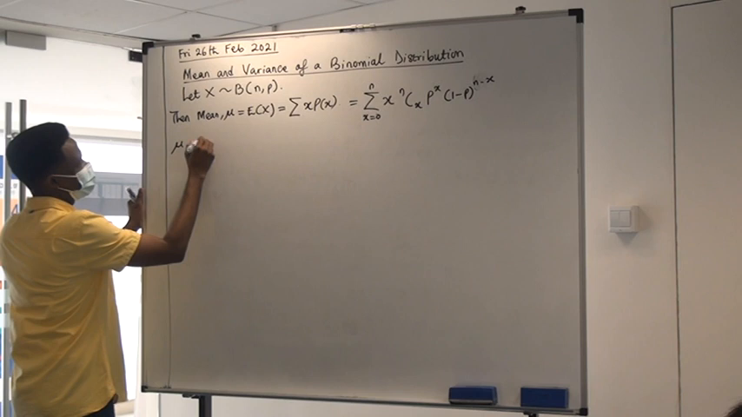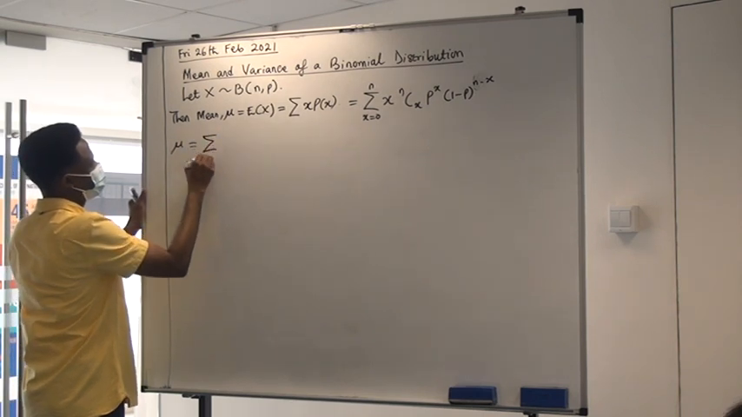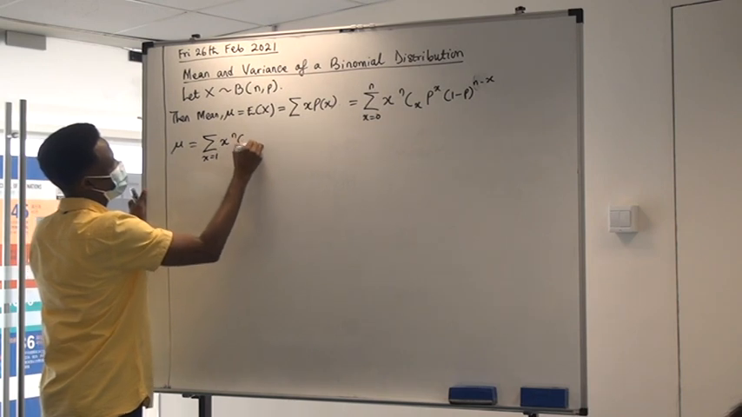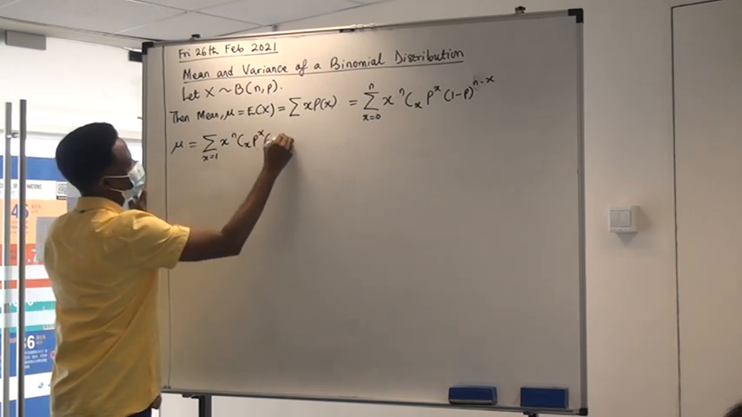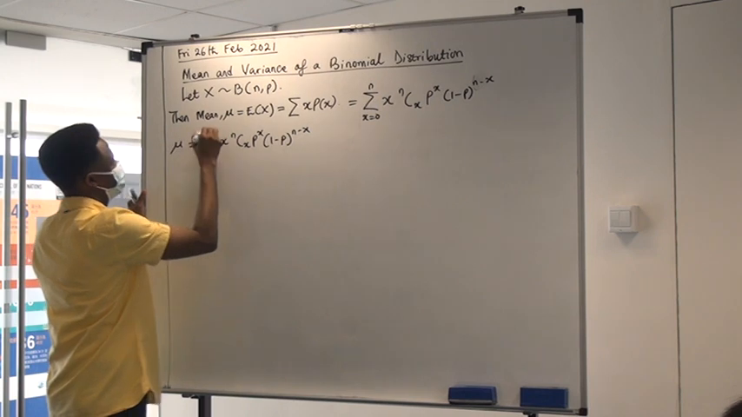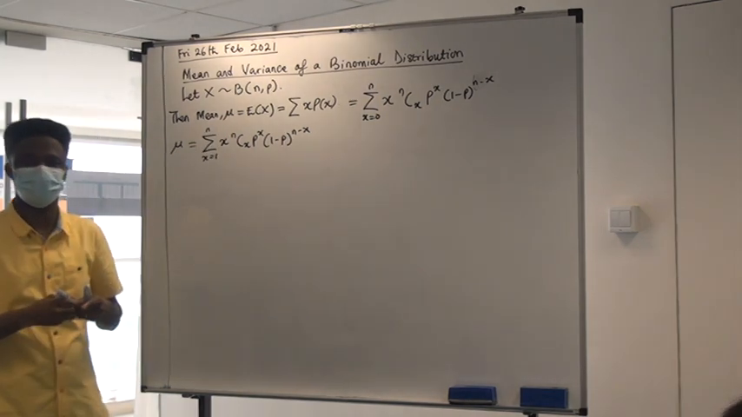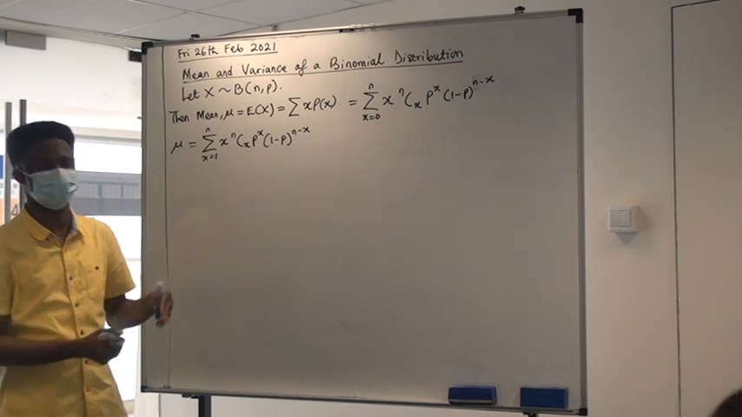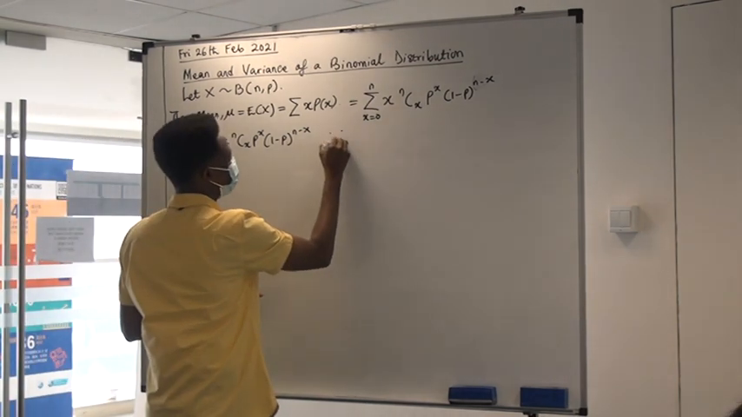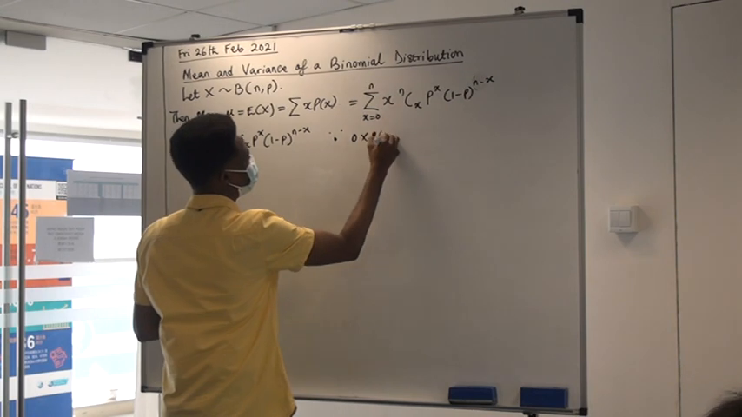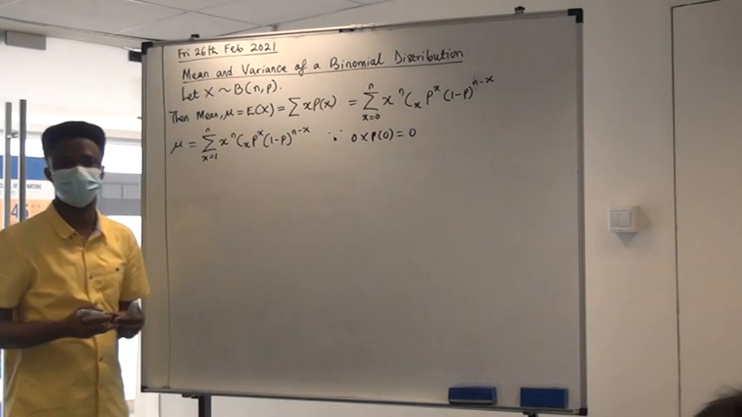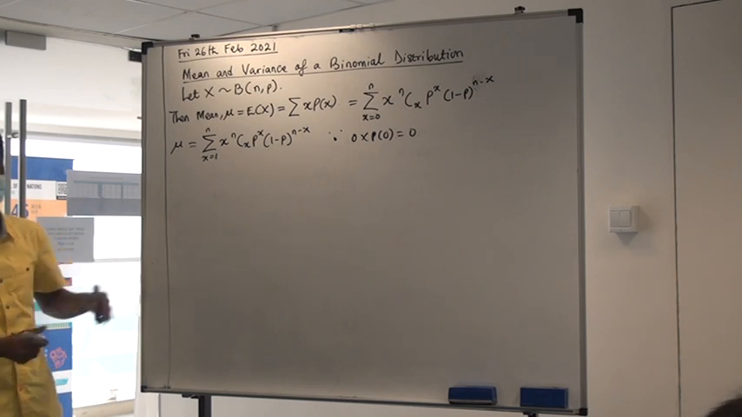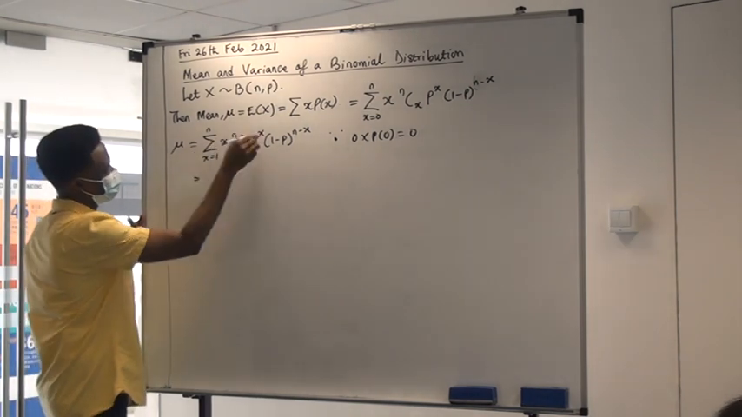So basically, this is more or less when x is equal to 1: x times n combination x, p to power x, 1 minus p to power n minus x. Do you agree? Because when x is equal to 0, everything is equal to 0. So 0 times probability is equal to 0. That's what has happened here. So it's more or less starting from 1. Okay? Now, let's open what this means.